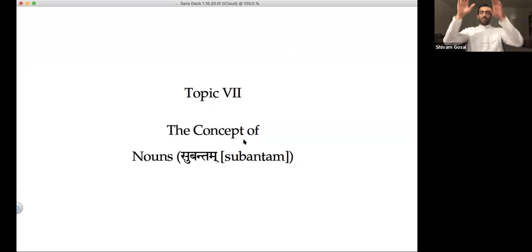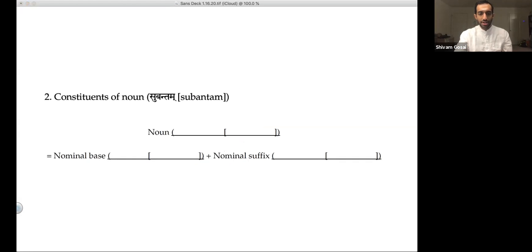So remember, there are only 2 types of words in Sanskrit: verbs and nouns. Now we'll start entering into nouns. The topic before this, topic 6, is verbs in different tenses. That will be useful eventually, but it's just a lot of memorizing, so I don't think it's as useful of our time right now. We can memorize it at a later time. So let's get into the concept of nouns, subantam. This is exciting because there are only 2 types of words.